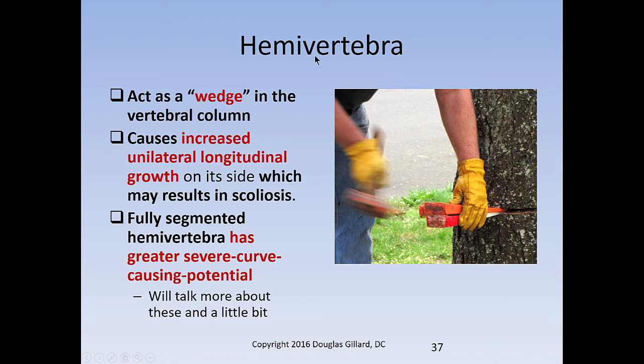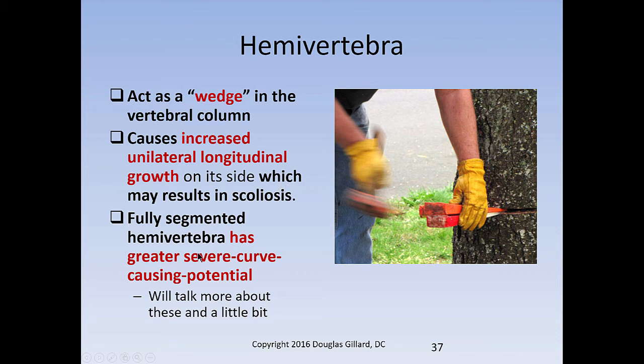And so what? Who cares about this hemivertebra? Well, just like you're going to fell a tree, you're going to drive wedges into the tree. Let's pretend these wedges could literally grow as the child grows. It literally will fell the tree. Although your spine's not a tree, it'll make it curve. So it increases the unilateral longitudinal growth on one side of the spine and not the other.